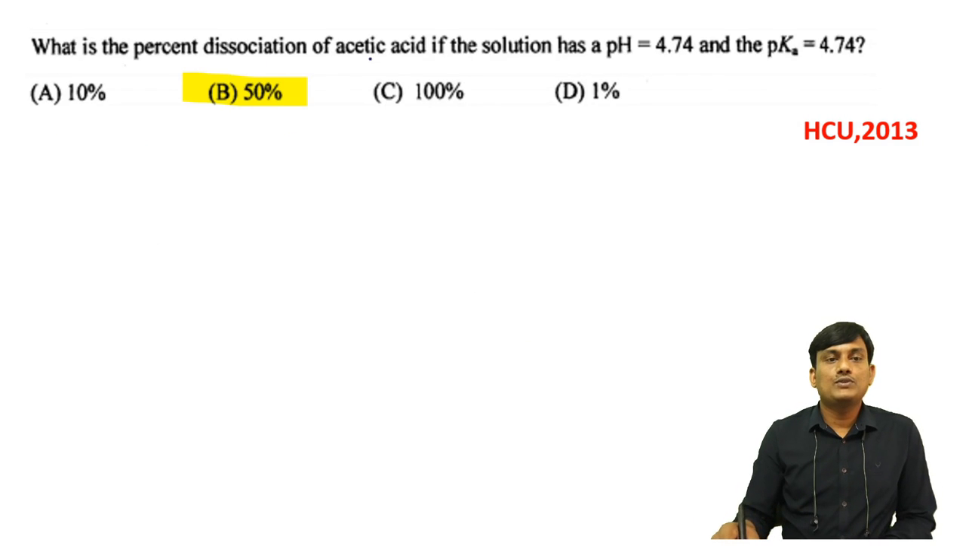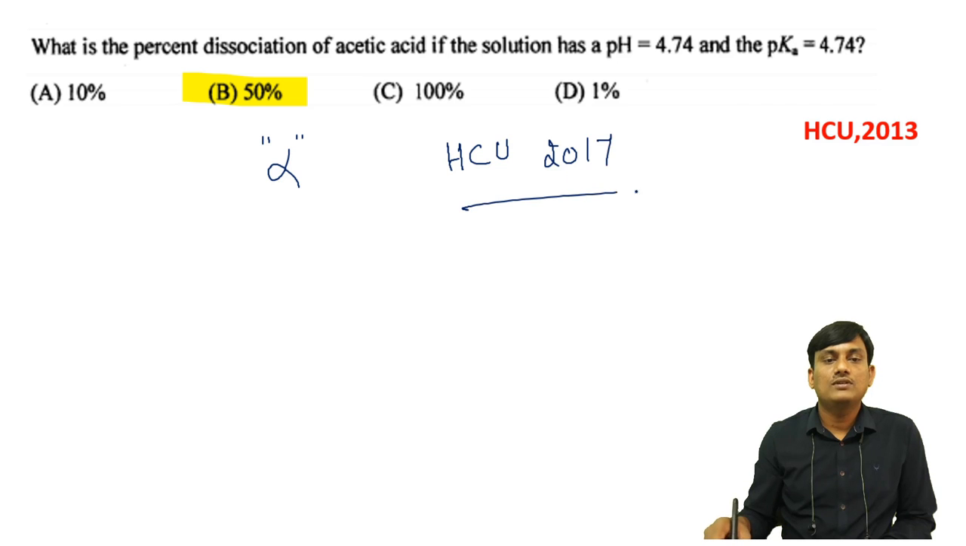What is the percent dissociation of acetic acid if the solution has a pH equal to 4.74 and the pK is equal to 4.74? We have to calculate the alpha value. The same question was asked in the HCU 2017 examination. In part 1, I have given the solution to this question, so please watch part 1. You will get the solution. The answer is 50%.